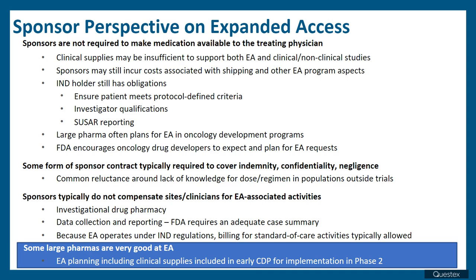And I think this is something where bigger companies that can write this off as a charitable or tax deduction maybe are more open in general to expanded access than small companies that are, let's say, pre-revenue stage, where that type of deduction doesn't really help them any. So there are some costs, right, in terms of producing and shipping clinical supplies. And IND holders still have obligations.